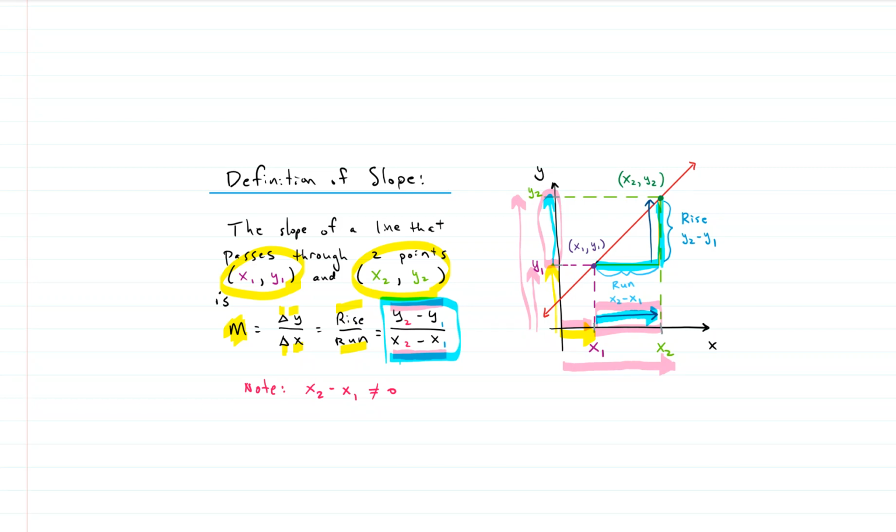And by the way, the denominator cannot be equal to 0. x2 minus x1 is the denominator. It can't be equal to 0, or our slope is undefined.